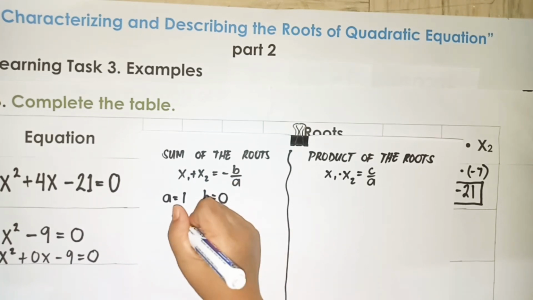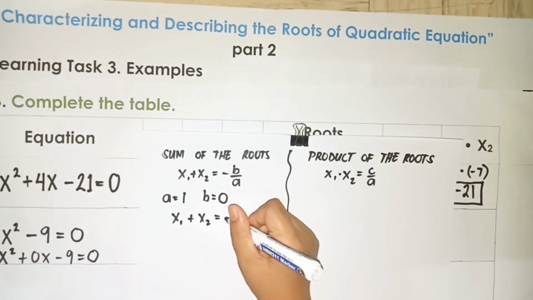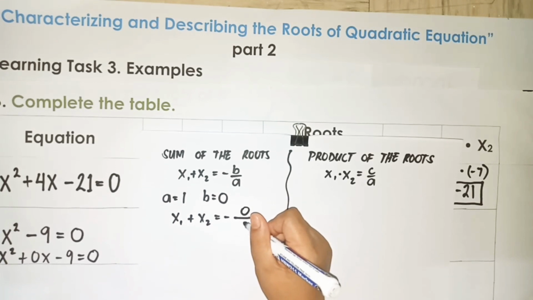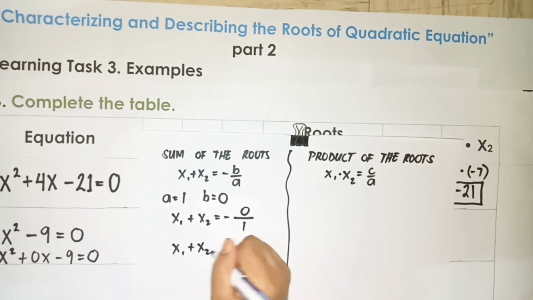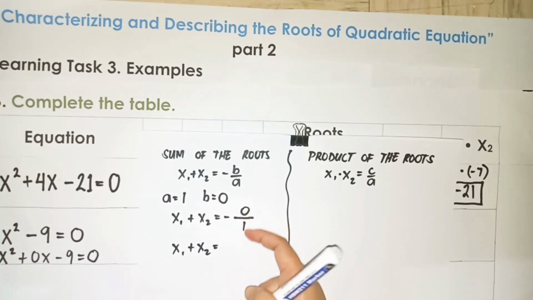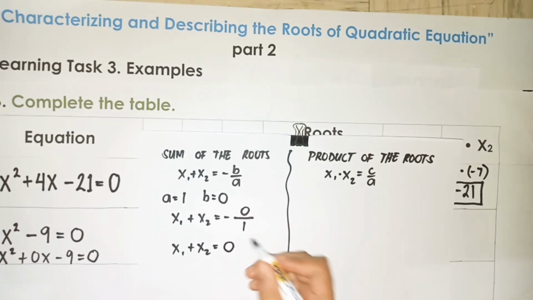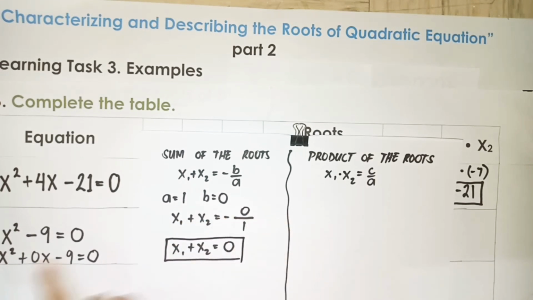So we have x sub 1 plus x sub 2 equals negative 0 over 1, or 0 divided by 1, which is equal to 0. So, meaning to say, the sum of the roots of this equation, x squared minus 9 equals 0, is 0.